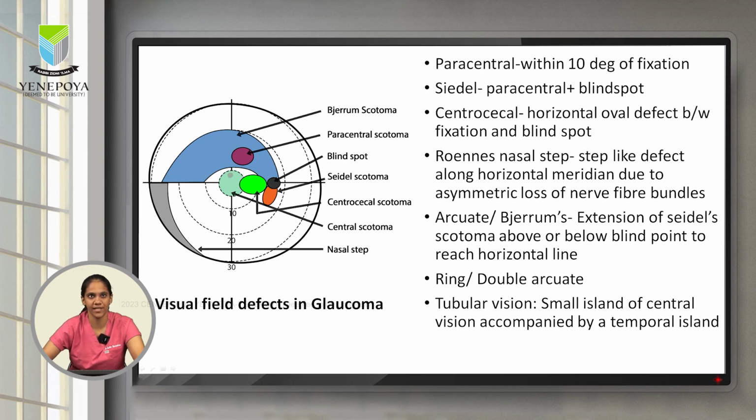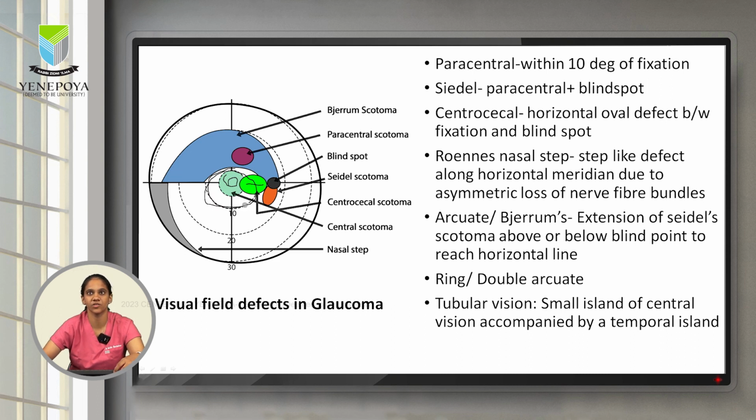Okay, so this right here is the central scotoma, and this one just beside it is a centrocecal scotoma. A paracentral scotoma is seen within 10 degrees of fixation. So that 10 degrees will be this line exactly here. Anything within that, you call a paracentral scotoma.